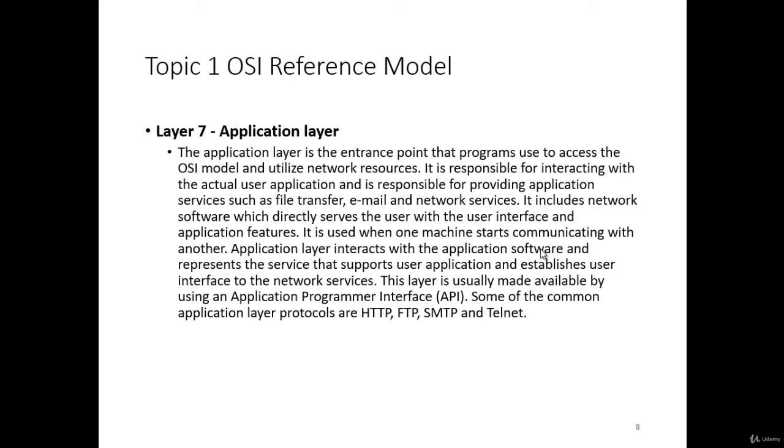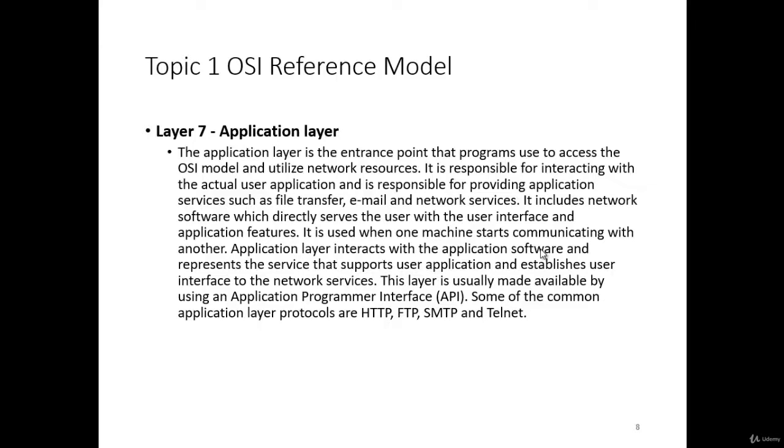Layer 7, application layer. The application layer is the entrance point that programs use to access the OSI model and utilize network resources. It is responsible for interacting with the actual user application and is responsible for providing application services such as file transfer, email, and network services. It includes network software which directly serves the user with the user interface and application features.